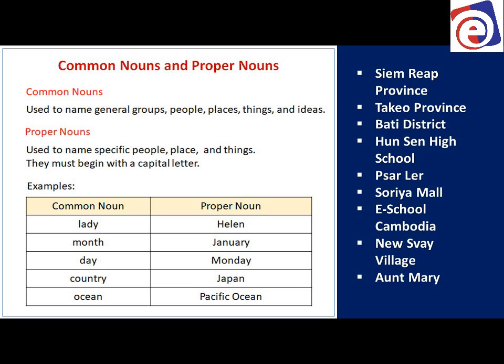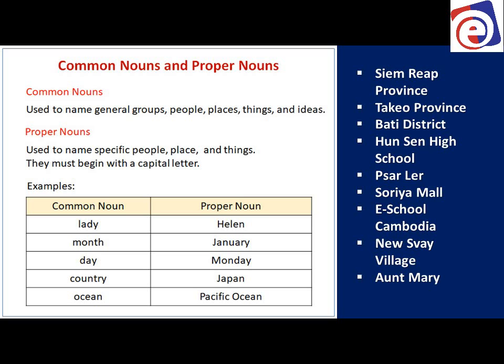Country is a common noun, but Japan, the name of the country, is a proper noun. So the J must be capitalized. That's how we say it, capitalize. Begin with a capital letter, or must be capitalized, is the verb. And ocean is a common noun, but Pacific Ocean is the proper noun. Notice both words, the first letter is capitalized, Pacific Ocean, because that is the full name of the ocean. Pacific Ocean, Atlantic Ocean, Arctic Ocean, Indian Ocean.